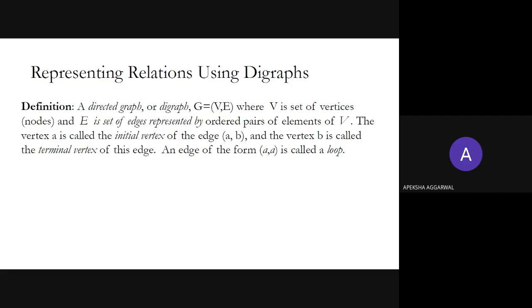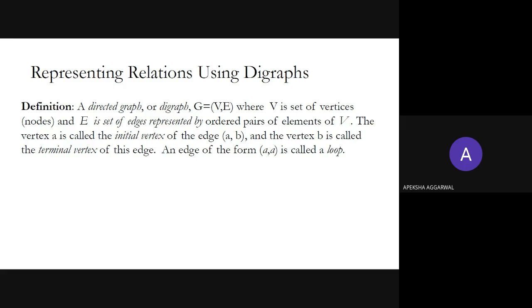So a directed graph where V is a set of vertices and E is a set of edges represented by ordered pairs of elements of V. Now, the vertex A is called the initial vertex of edge AB, and the vertex B is called the terminal vertex of this edge. So any edge AB represents that the pair is present in that relation. Starting from A, going to B. Directed graph means there is an arrow, so there is a direction from A to B.